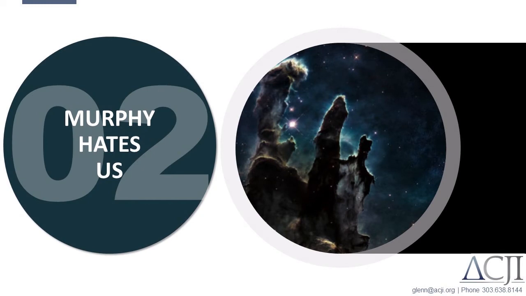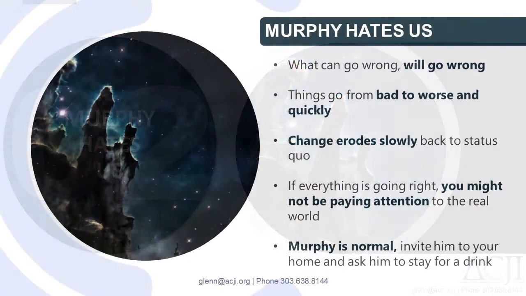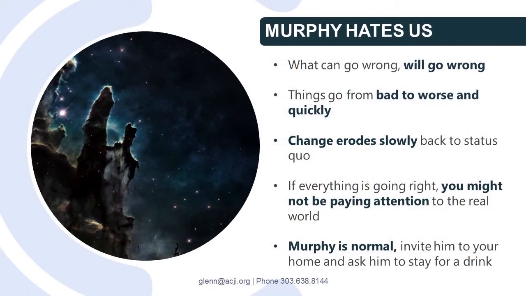Principle number 2, Murphy hates us. We're all familiar with Murphy's Law of what can go wrong will go wrong, and that's no different in the world of change. Stuff goes wrong. What can go wrong will go wrong, and sometimes things go from bad to worse fairly quickly. In the real world of implementation, as a change leader, we have to adopt the mindset and carry the idea that things are supposed to go wrong.